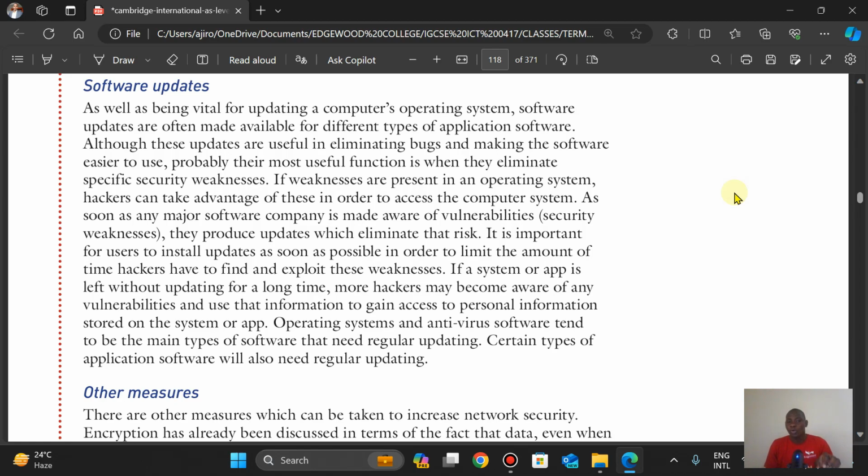It is important for users to install updates as soon as possible in order to limit the amount of time hackers have to find and exploit these weaknesses. Now, if an application is left without updates for a long time, more hackers may become aware of its vulnerabilities and use that information to gain access to personal information. For example, the Windows 7 operating system, they've stopped giving updates. So it simply means that people who are still using it to carry out any form of important transactions are vulnerable to attacks. So this is very, very important.